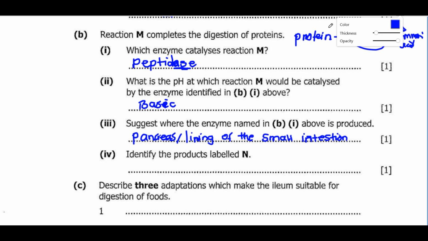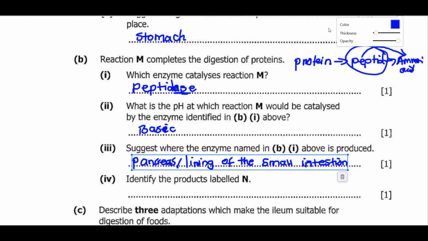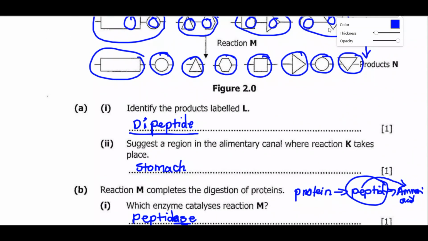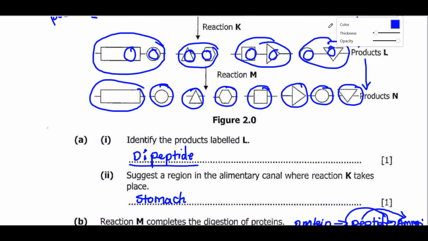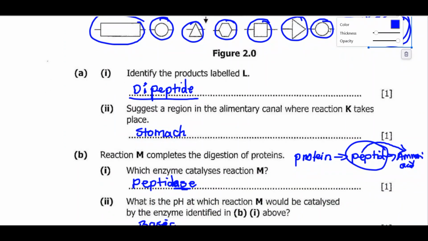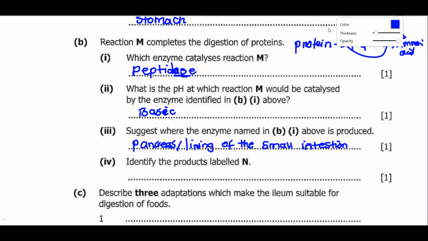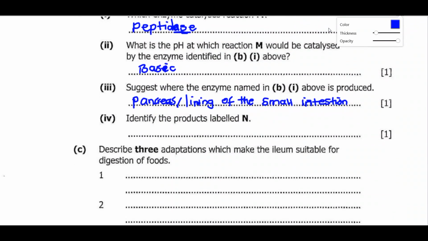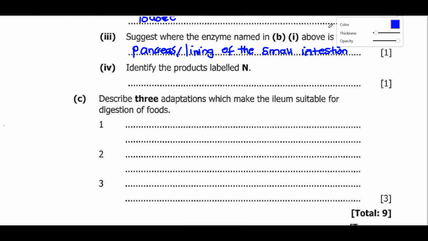Then we have question 4. Identify the products labeled N. So the products labeled N are the end products. So these are now the amino acids. You just have to remember that amino acids are the end products of protein digestion.